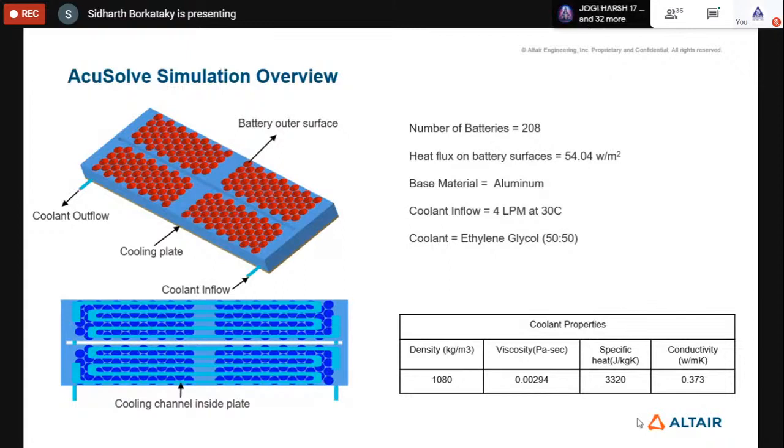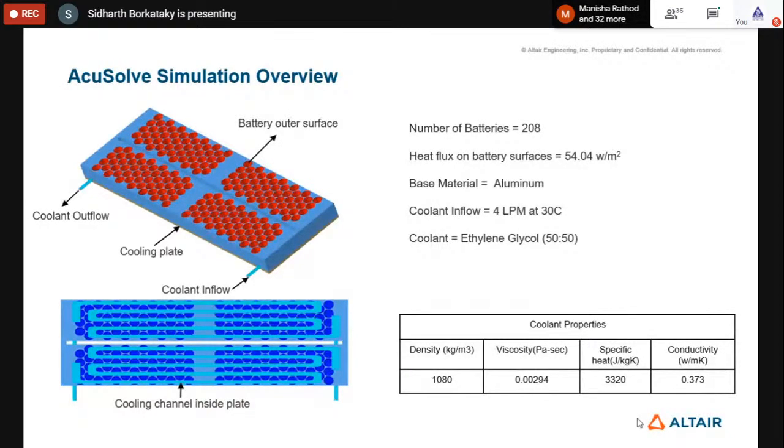It is instead using coolant. The coolant is ethylene glycol, which is the market standard right now. Ethylene glycol's coolant properties are all taken from the literature. And one important piece of information is that the heat flux on the battery surface is 54.04 watt per meter square, because this is very important when we do simulations.